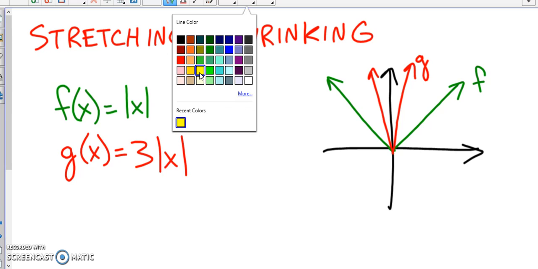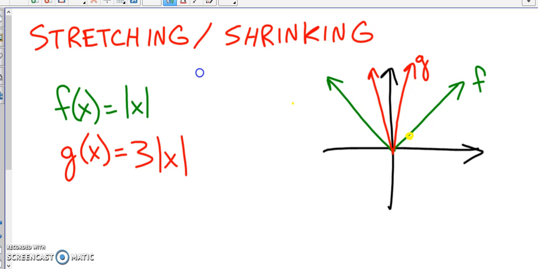So let's say that I'm using this point right here. Well, when I take 3 times the absolute value of x, that point jumps up to 3 times its original height. So essentially, I'm taking this and I'm stretching it up vertically. I'm not actually doing anything horizontally, but due to the symmetry of the graph, it appears that way. Blue.